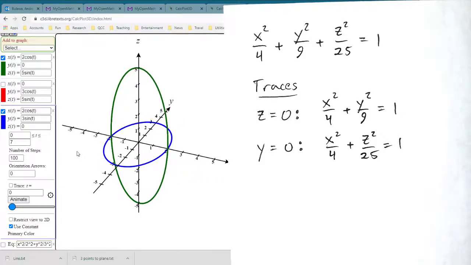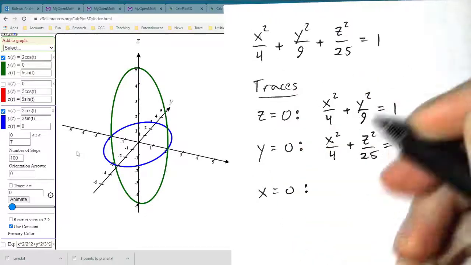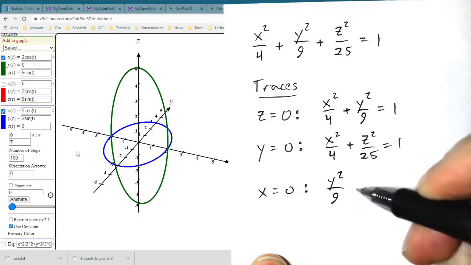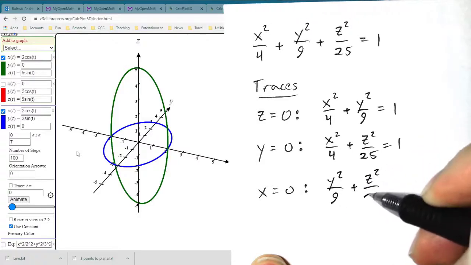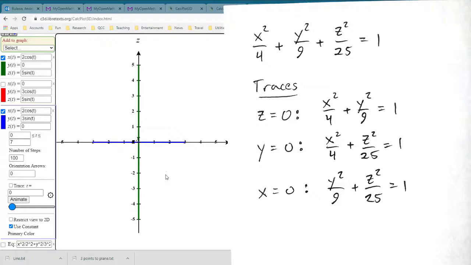Now let's do one more trace. Let's set x equal to 0. Right? Set x equal to 0, we get the equation as follows. And again, that's the equation of, yeah, an ellipse. So if I look down the x-axis here, let's orient ourselves there, and I graph that ellipse, it would look like this.